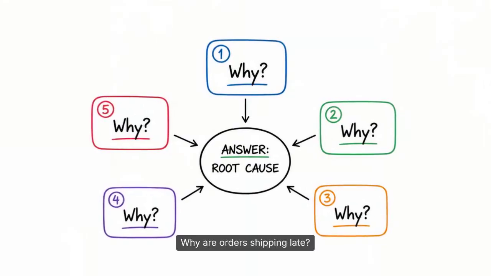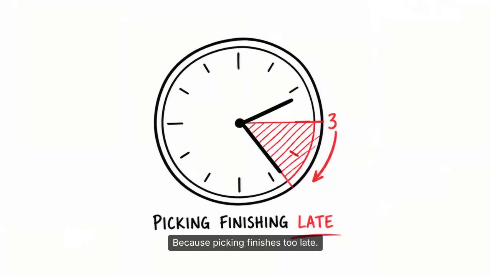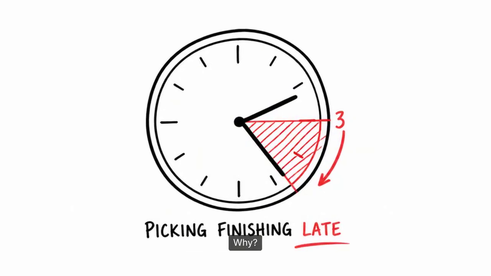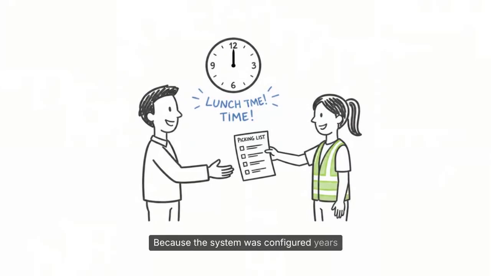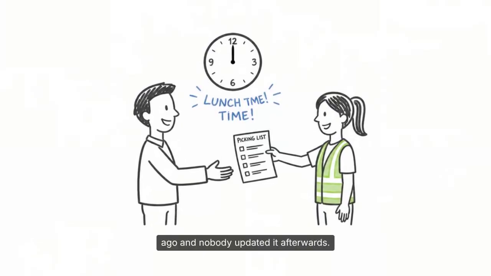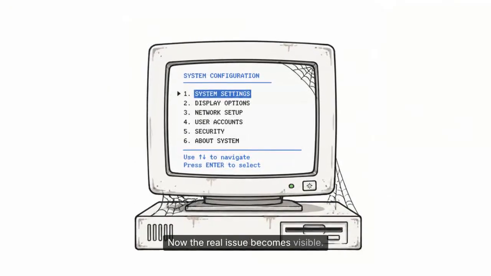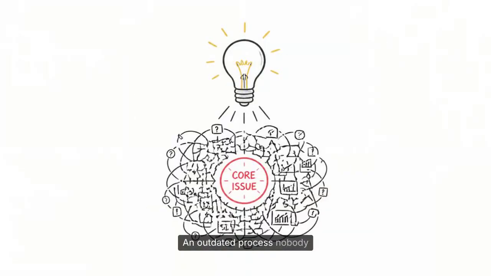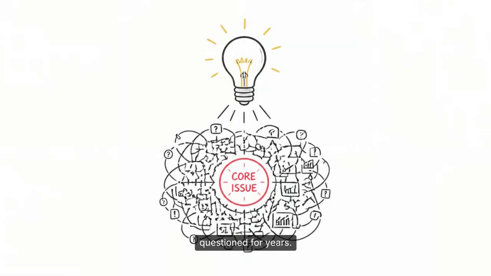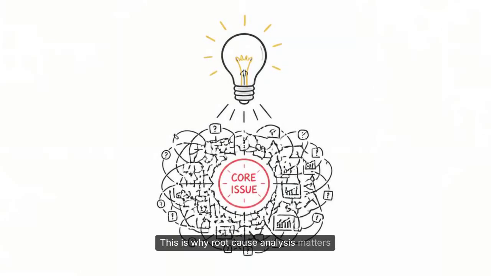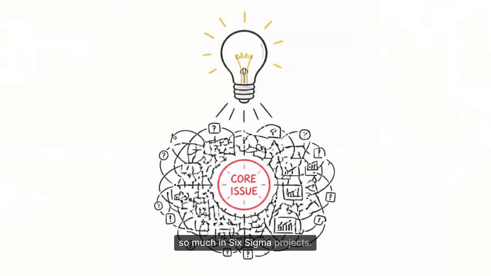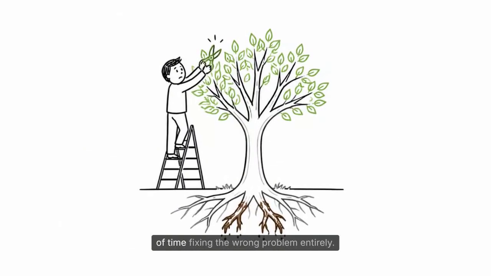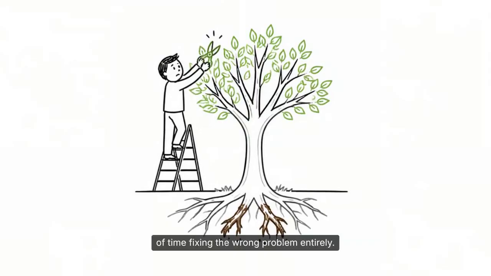Why are orders shipping late? Because picking finishes too late. Why? Because picking lists are generated after lunch. Why? Because the system was configured years ago and nobody updated it afterwards. Now the real issue becomes visible. Not lazy staff, not the courier. An outdated process nobody questioned for years. This is why root cause analysis matters so much in Six Sigma projects. Without it, organizations often waste huge amounts of time fixing the wrong problem entirely.